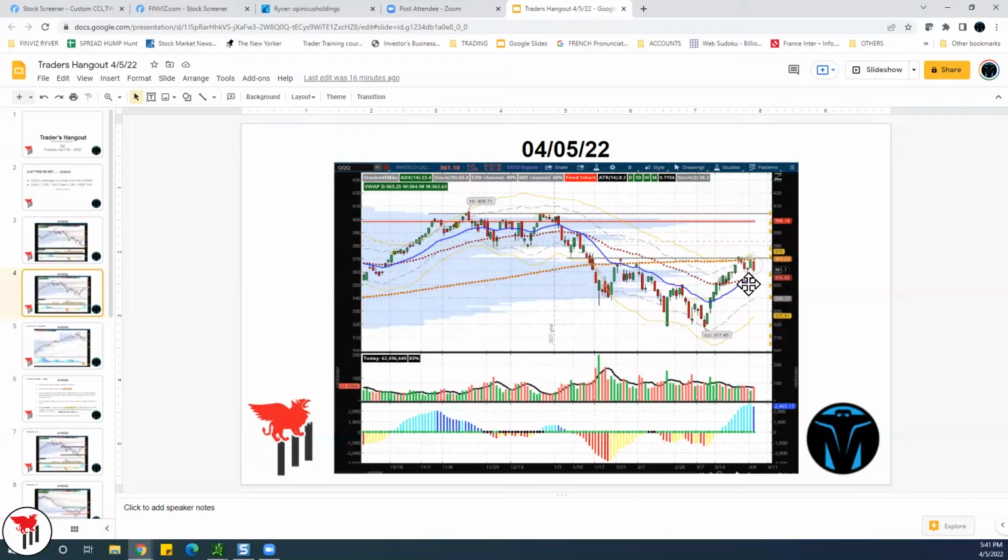Back into resistance again. We hit it, 370. We opened right there. That's a short. And here we are. We closed at 360. So that was pretty much where we are. Now, where do we go from here?